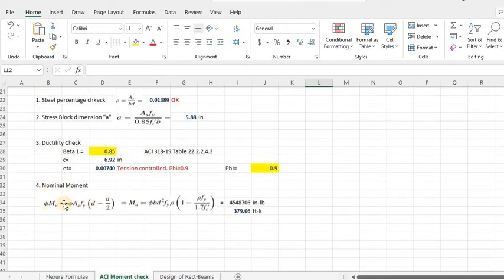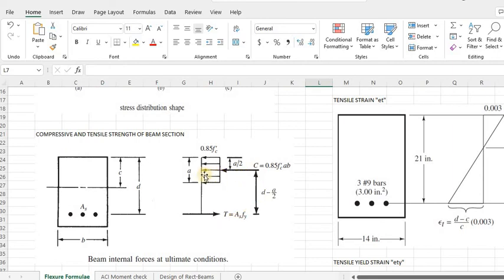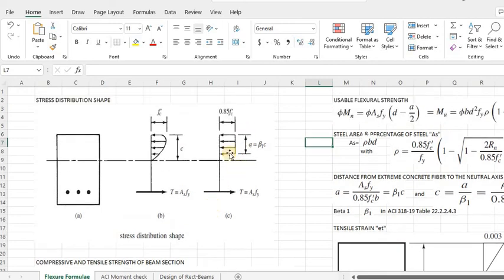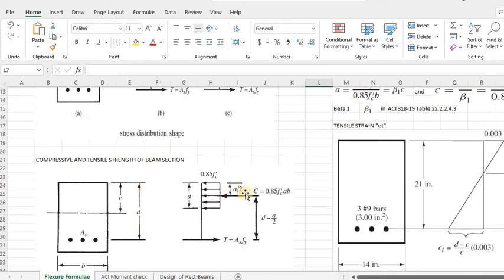All we have to do is plug in this formula, because the phi Mn equals the tension T times the distance between the center of the tension force and the center of the compressive force. So this is D minus A over 2, because if this whole block is A, then the middle here will be A over 2, right? A over 2 plus this distance. So D minus A over 2 will be the distance between the center of the compression and the center of the tension.